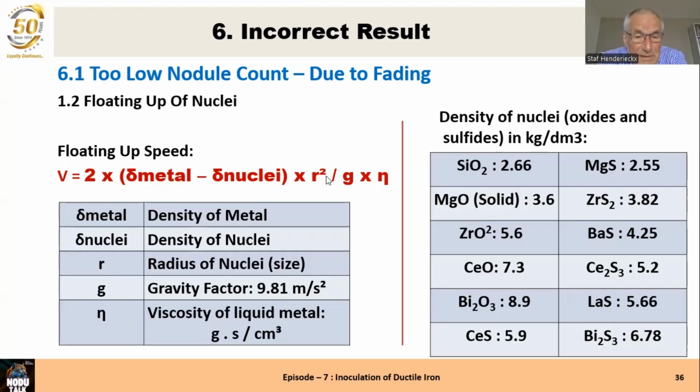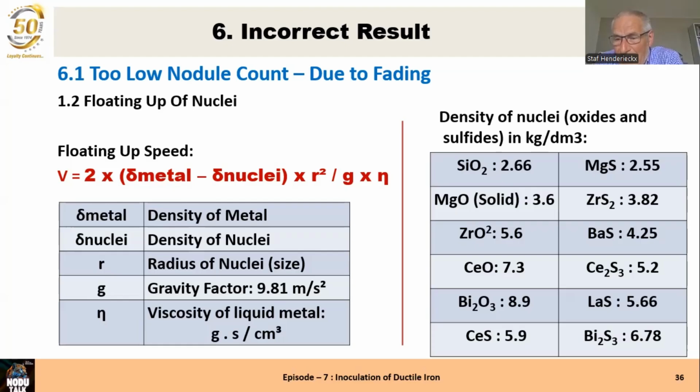Now, the density of the metal is around 7, maybe a little bit less, 6.9 kilogram per cubic decimeter. And how much is the density of the nuclei? I have put it there at the right side. Silicon oxide and magnesium sulfur have the lowest density. So you can be sure that, having such a low density, the speed at which they float up will be very high. I mentioned that magnesium oxide solid practically never appears in your metal, so we should forget it.